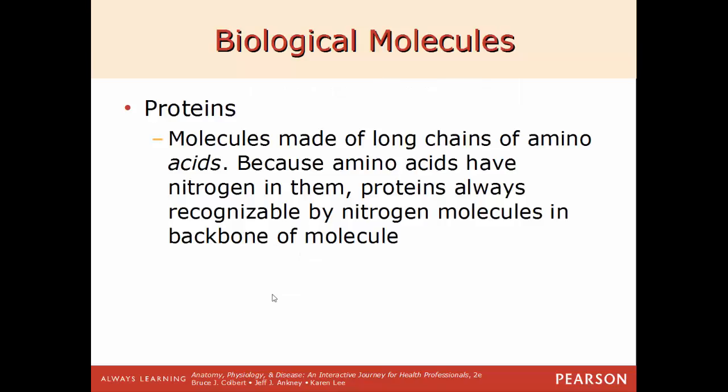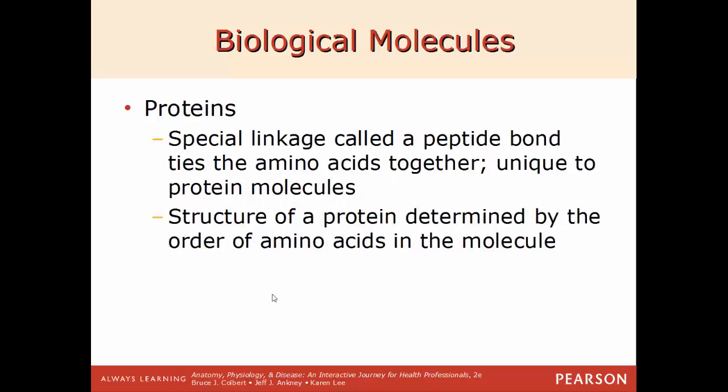Next, we'll move on to proteins. These are going to be long chains of amino acids. And because amino acids have nitrogen in them, proteins are always going to be very recognizable by these nitrogen molecules. They usually are the backbone of a molecule. And these amino acids are bound to each other by a special link called a peptide bond. This is unique for protein molecules only.